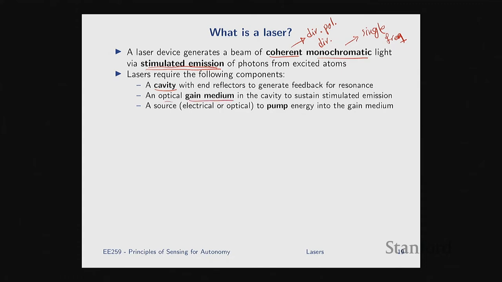Then you need an optical gain medium. A gain medium is a special material. It can be a solid, as we'll see, or a gas, or other types of materials. But what it does is it can absorb energy, and then it can convert that absorbed energy into photons, which then become the laser light. And finally, you need a source. It can be an electrical source, optical source, or a heat source to couple or feed energy into this gain medium. And that source is called the pump. So you need to pump energy into the gain medium. And the gain medium is contained inside the cavity. And then by some magic, the lasing starts to happen.